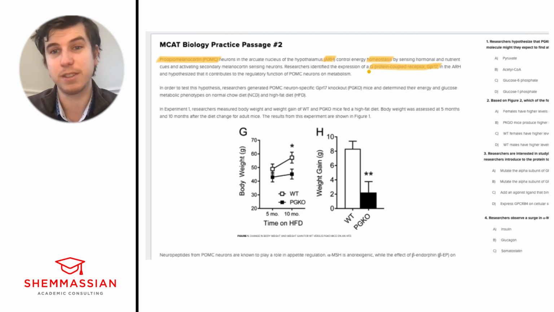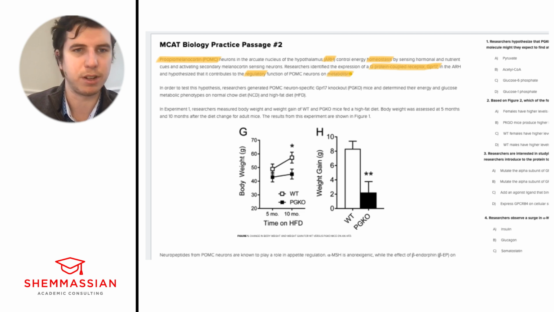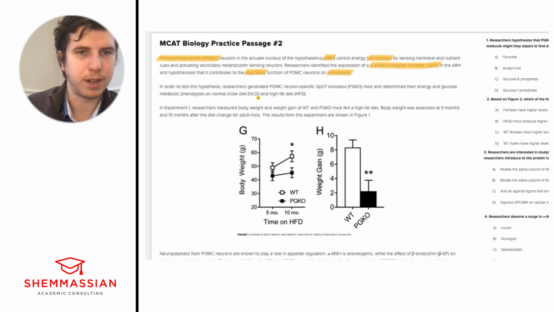So we're like, okay, they could easily test me about this, so I'm going to highlight that. In the ARH, we know what that is, and hypothesize that it contributes to the regulatory function of POMC neurons on metabolism. Okay, so this guy has to do with regulation, this G protein coupled receptor, regulation of metabolism in these particular neurons. Cool. Let's go on.